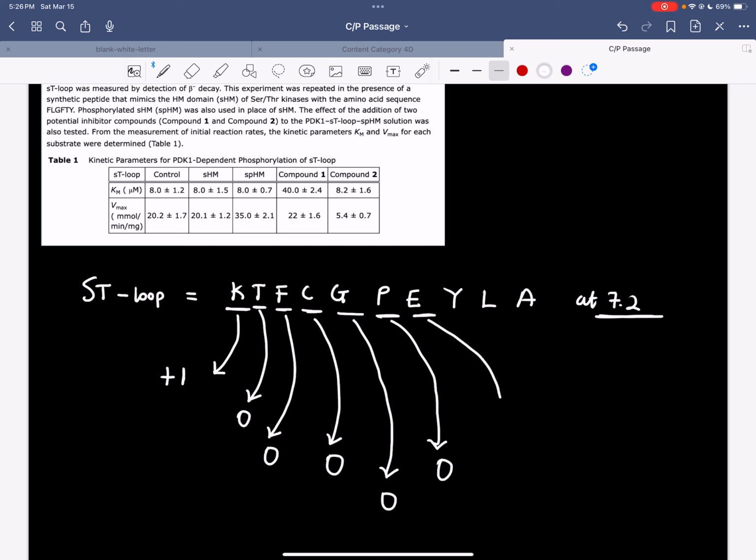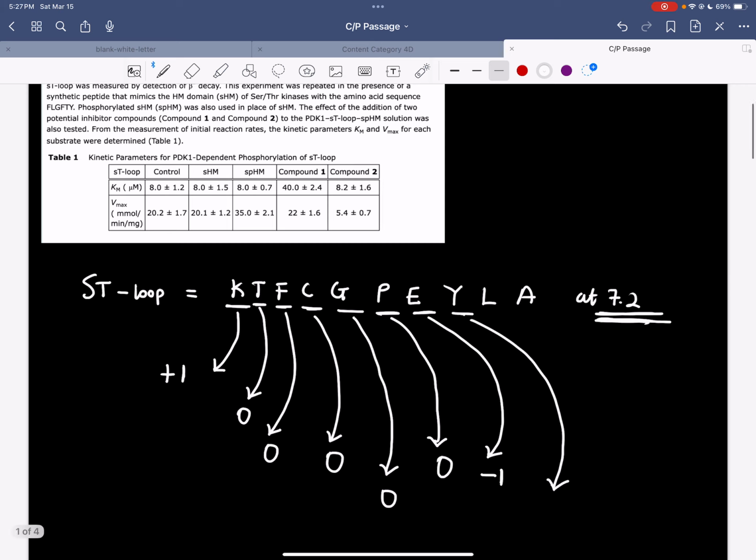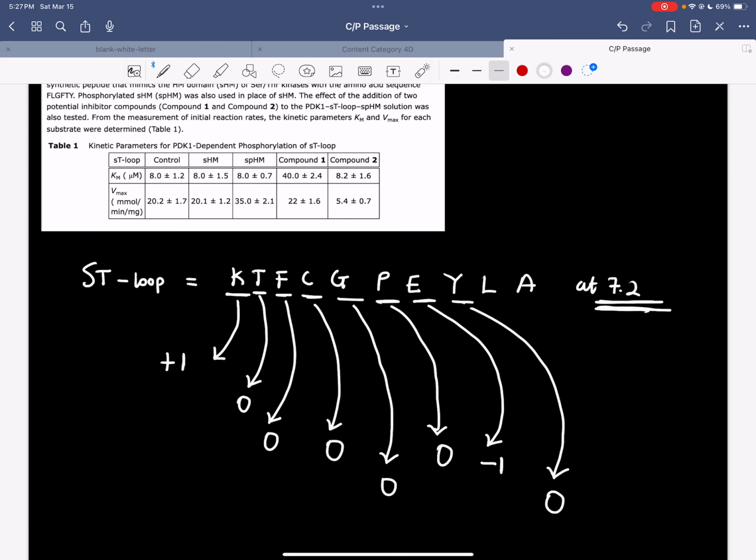E is called glutamic acid, which is an acidic amino acid. An acidic amino acid has a net charge of -1. Now, Y is called tyrosine, and tyrosine is a polar uncharged amino acid at this particular physiological condition. So tyrosine has a net charge of 0. Now L has a charge of 0 because L is also called leucine. Now A has a charge of 0 also because A is alanine, which is also a non-polar amino acid.